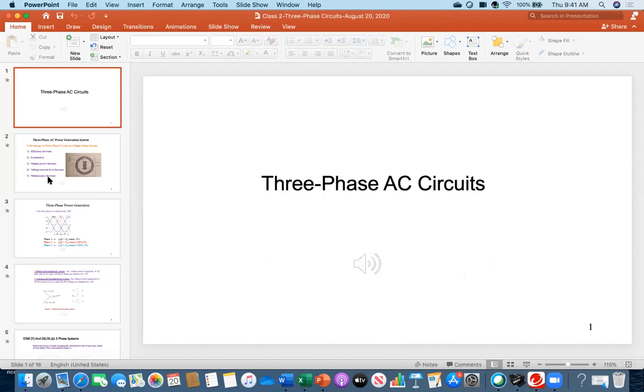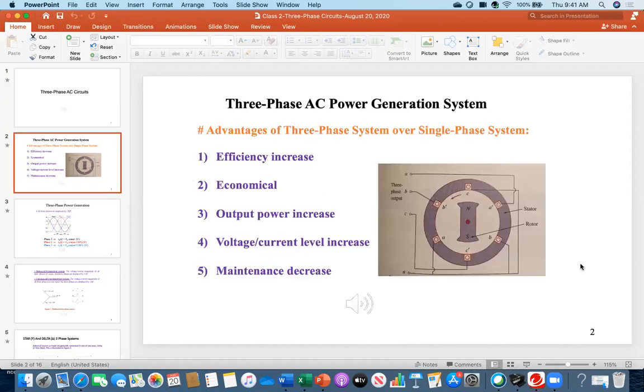So first of all, I am showing in this slide the advantages of the three-phase system over the single-phase system. You all know that at your home, or for any customer, most of the loads are single phase. There is phase and neutral. Although industry uses the three-phase system, most of our load is single phase. But here we are going into the three-phase AC power generation system. So what is the motivation behind that? What is the philosophy behind that?